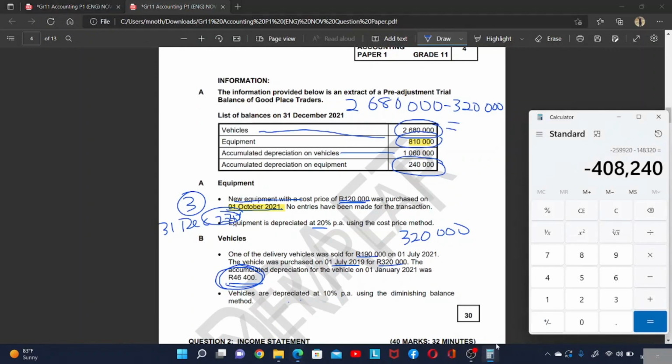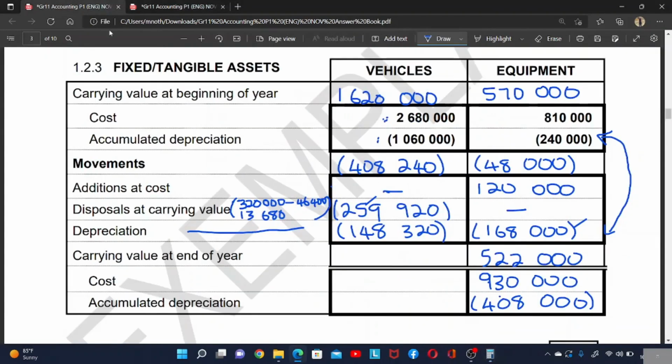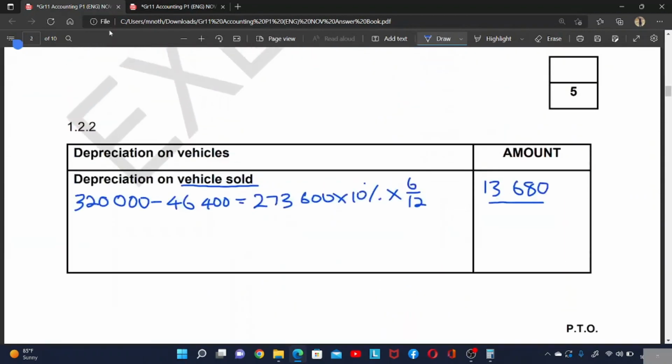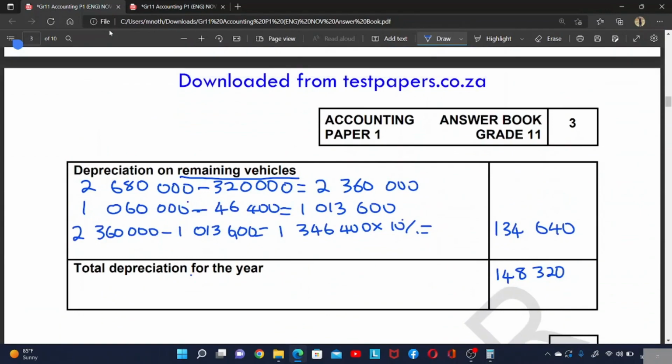So 2,680 minus 320 is equal to 2,360,000. So this is the cost of the vehicle remaining. If you can remember, we did that calculation here. I think we did that calculation here. Yeah, it's here.